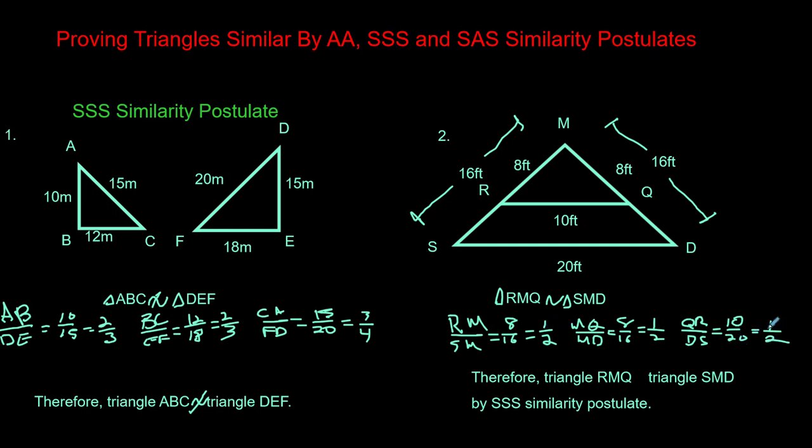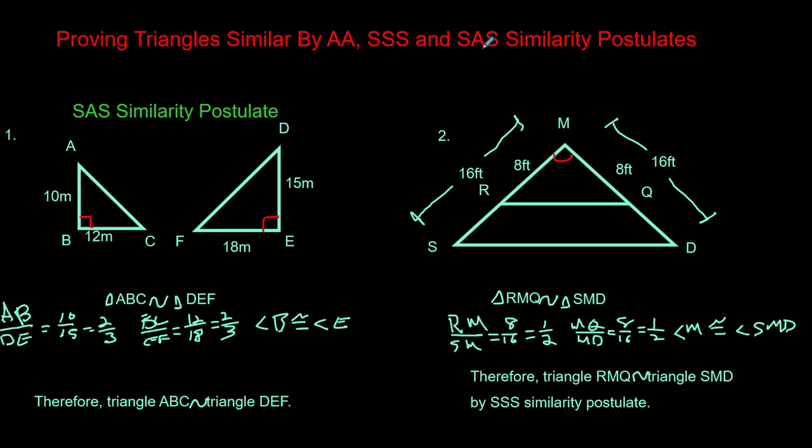Since all the ratios are the same, again, you could call them scale factors, they're 1 to 2, then we know that triangle RMQ is similar to triangle SMD by the side, side, side similarity postulate, because all the sides are in ratios. So unlike angle, angle, we're looking at the ratios here of the sides. We're not looking at congruence of the sides like we did for the angles in angle, angle. Okay, well now we're going to look at side, angle, side.